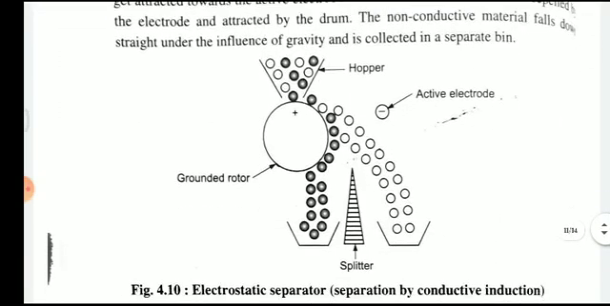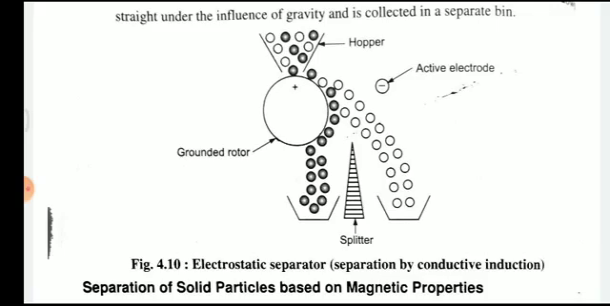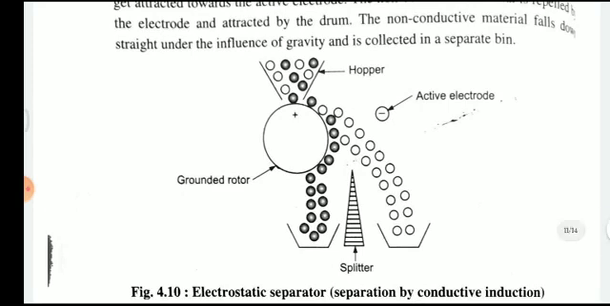So let's see the electrostatic separator that separates by conductive induction. As we show in the figure, there is a rotating grounded rotor, which is charged by positive ions or negative ions as per the requirement. So what exactly happens here?